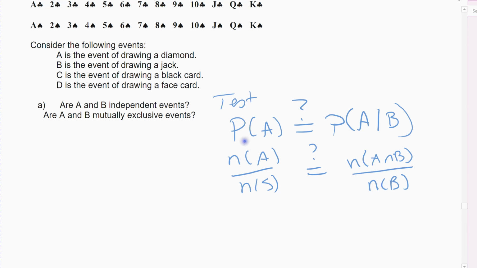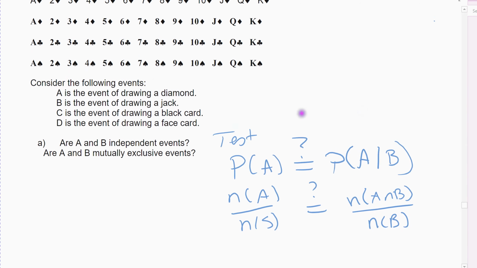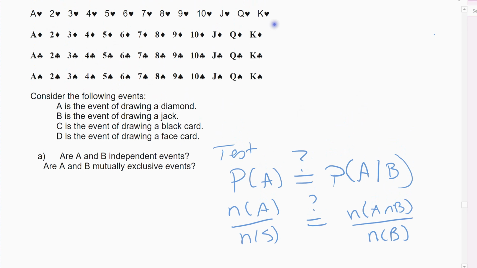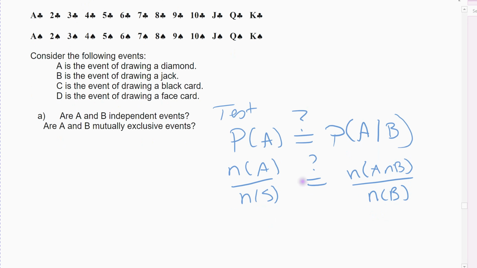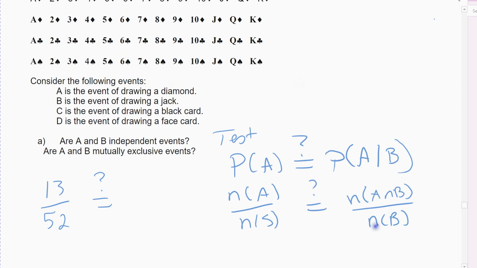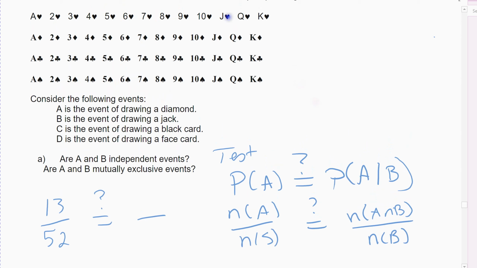Alright, so A is the event of drawing a diamond. Remember, there are 13 diamonds out of my 52 cards. So the probability of getting a diamond is 13 out of 52. Is that the same as the condition, which would be given that I drew a jack? The number of jacks is what I divide by, so there are 4 jacks. Out of the 4 jacks, I then want the number that are both jacks and a diamond. Well, one of those jacks is a diamond, so one of the 4 is.